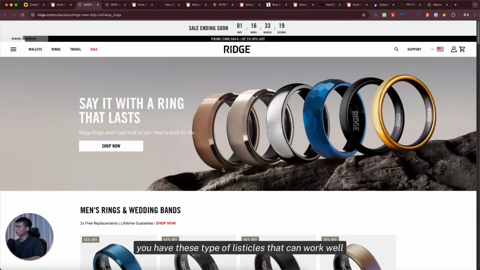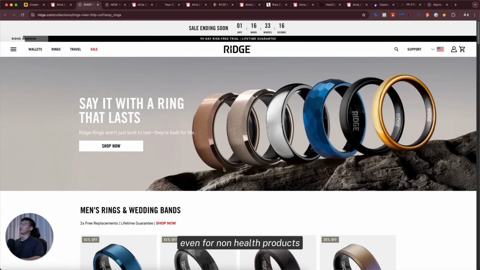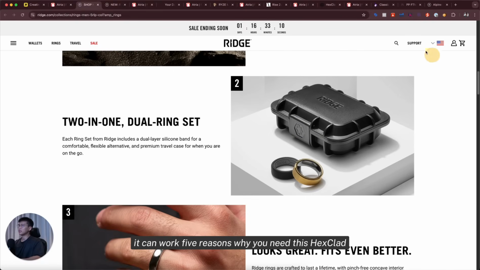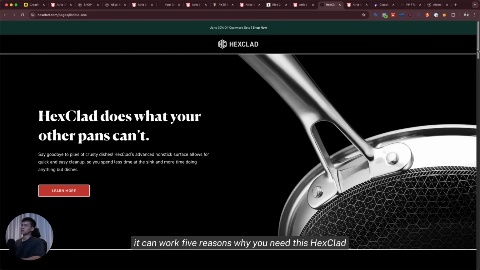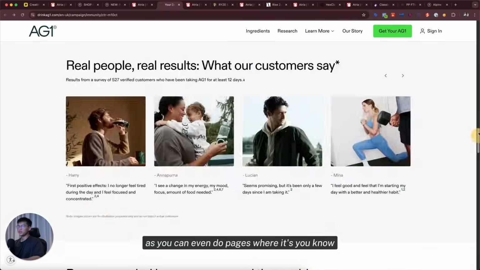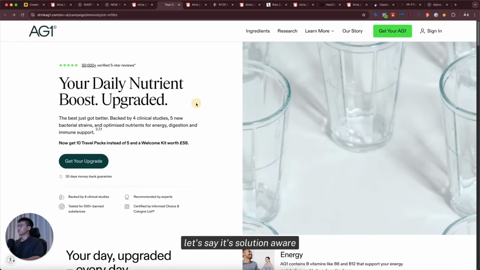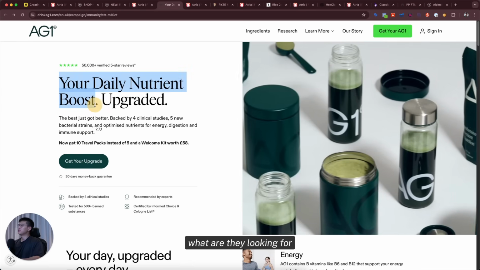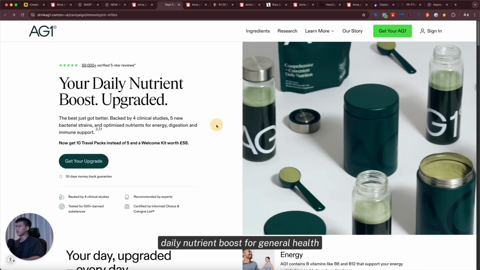You have these listicles that can work well, even for non-health products, as long as they are solution aware or product aware. 5 reasons why you need this. Hexclad does the same thing as well. 5 reasons why you need Hexclad, or whatever it may be. You can even do pages where, let's say it's solution aware, what are they looking for? Daily nutrient boost for general health.